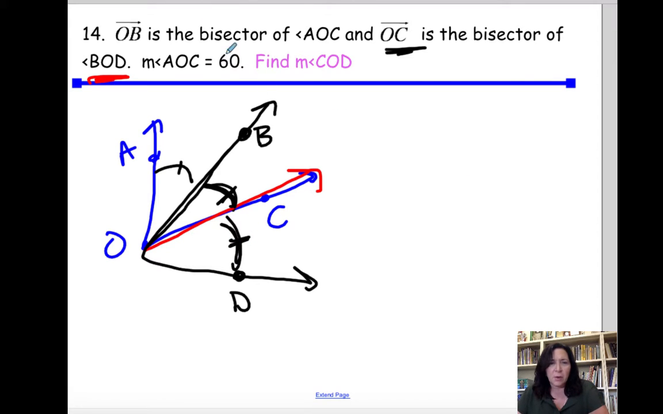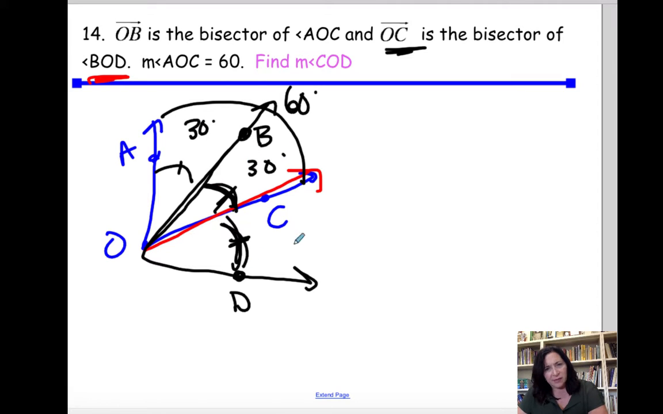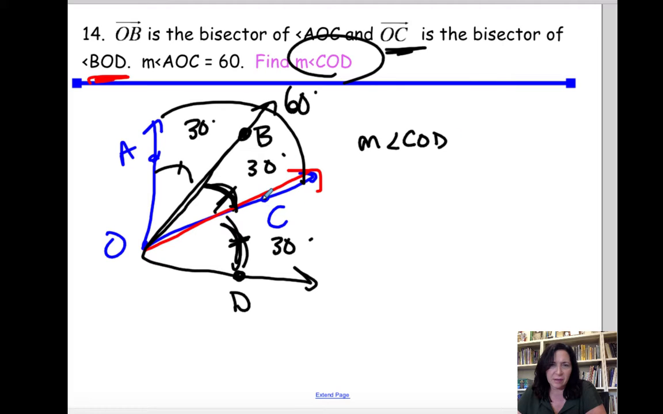We know that AOC is 60 degrees. So from here to here, that's 60 degrees. That makes this 30, that makes this 30. And if this is congruent to this, that also makes that 30. So our job is to find the measure of angle COD. Oh, that's just 30 degrees.